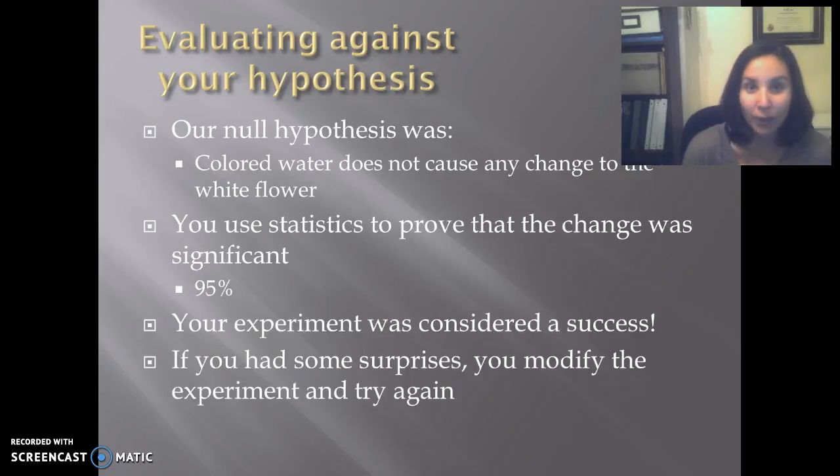Now, what do we do if only 14 out of the 15 change? Would we call it a success? You have to understand that what a scientist would do is they would publish those results and talk about how they still think that colored water changes the flower, but it's not as statistically significant as they would like it to be. The reason why I want you to know about null hypotheses and a little bit about statistics, even though I know numbers scare a lot of people. Don't worry, writing essays terrifies me. We all have our fears.